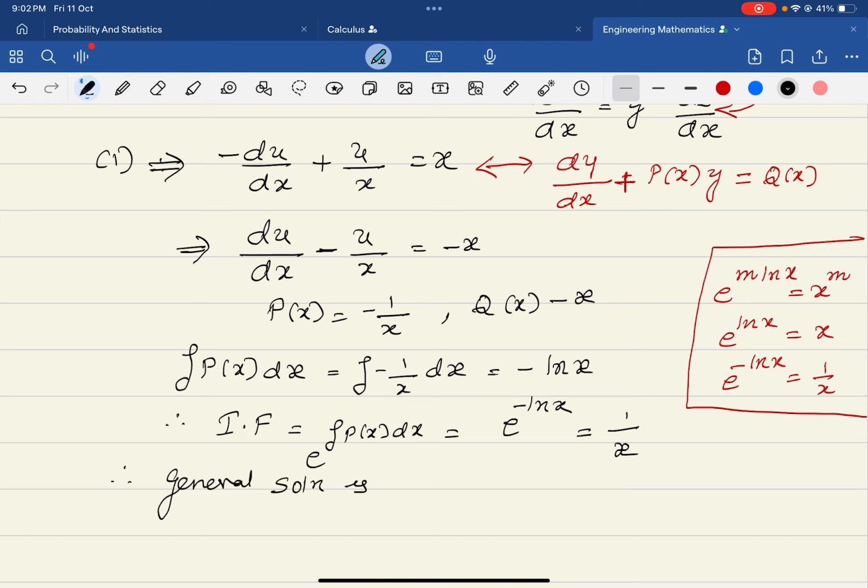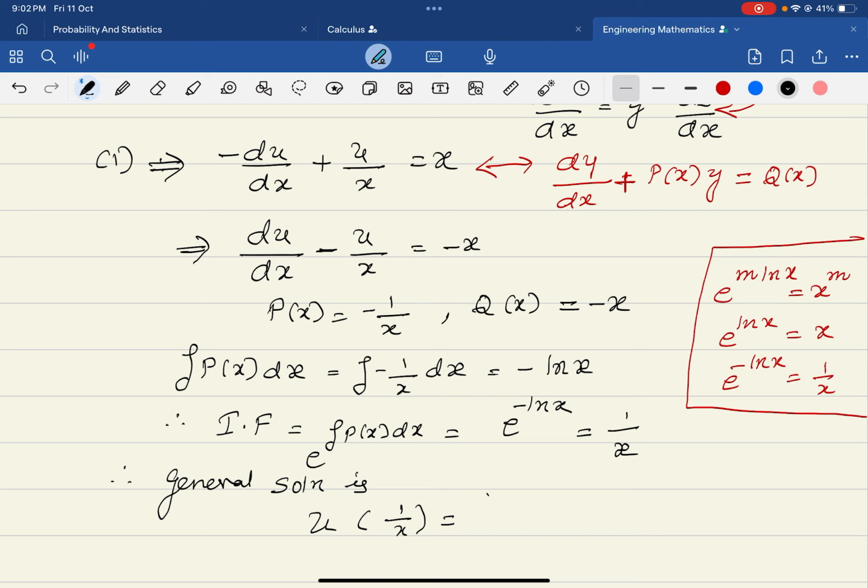The general solution is given by, remember, don't put y, now it is u times the integrating factor 1 over x, equal to q of x. What is q of x? Q of x is minus x, correct? It is equal to minus x.